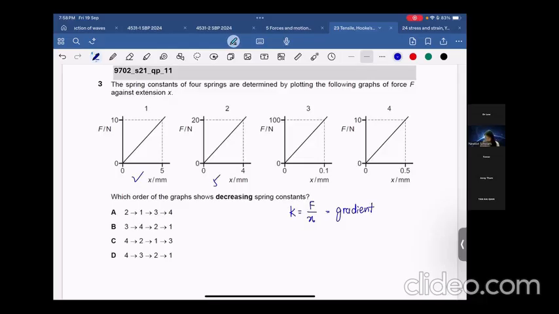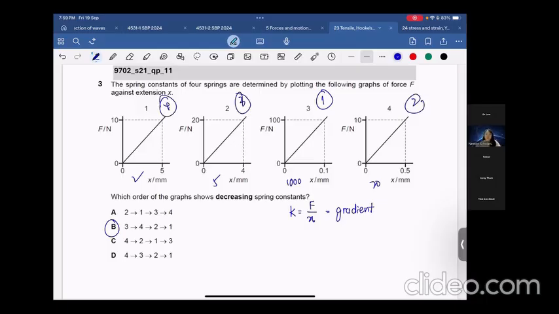10 divided by 0.5, so 20. 100 divided by 0.1, 1000. So our answer will be B. So this one is the highest, followed by this, followed by this, and the last one is this.